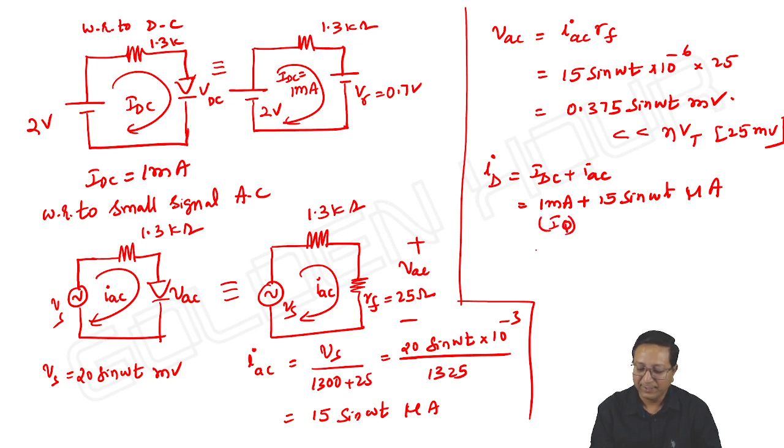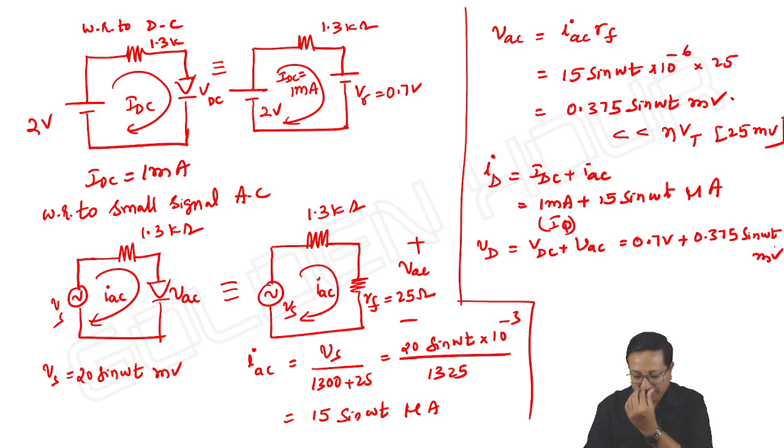IDC means IQ. And similarly, V suffix D is equal to VDC plus VAC, which is equal to 0.7 volt plus 0.375 sine omega t millivolt. It is nothing but VQ, the operating point. Have you got the values or not? This is the procedure using which we can find the AC components of current and voltage across the diode.